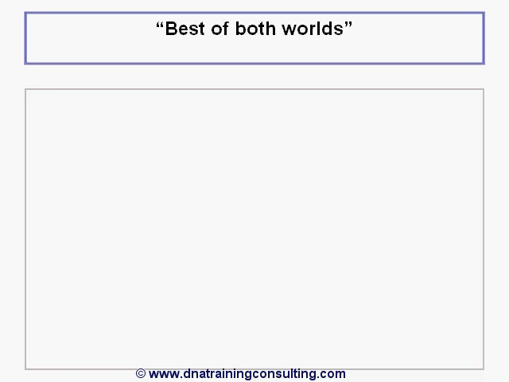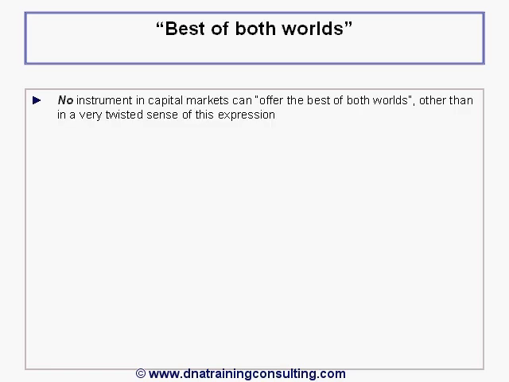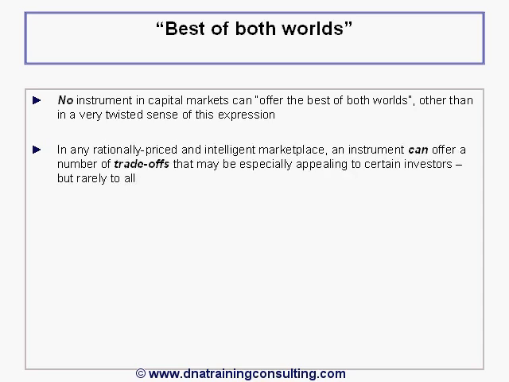We take a moment now to denounce an argument in favor of convertibles that we find particularly silly, namely that they offer, allegedly, the best of both worlds. Serious finance professionals know better than to suggest that any instrument in the capital markets can, quote unquote, offer the best of both worlds, other than in a very twisted sense of the expression. What they really do offer in any rationally priced and moderately intelligent marketplace is a number of trade-offs that may be especially appealing to certain investors, but rarely to all.